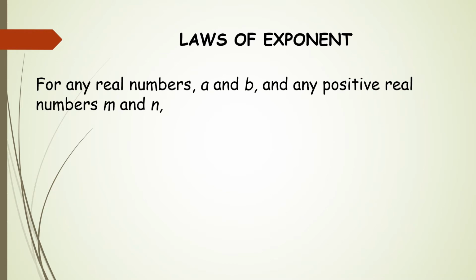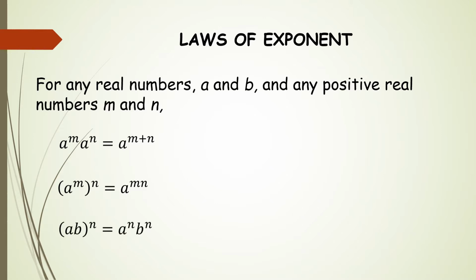For any real numbers a and b, and any positive real numbers m and n, a raised to m times a raised to n is equal to a raised to m plus n. Quantity a raised to m raised to n is equal to a raised to m times n. Quantity a b raised to n is equal to a raised to n b raised to n. A raised to m over a raised to n is equal to a raised to m minus n, where a is not equal to 0.